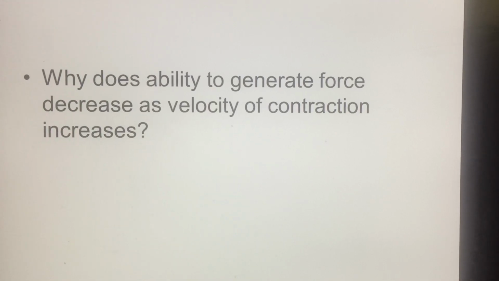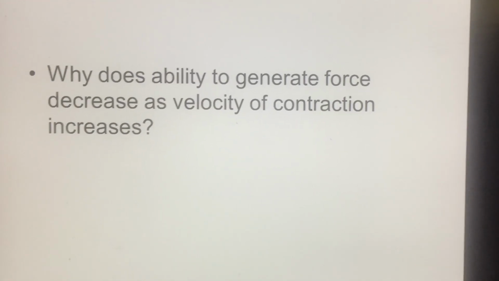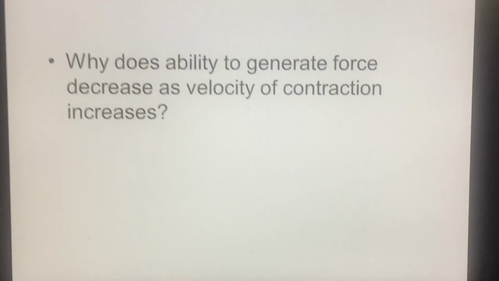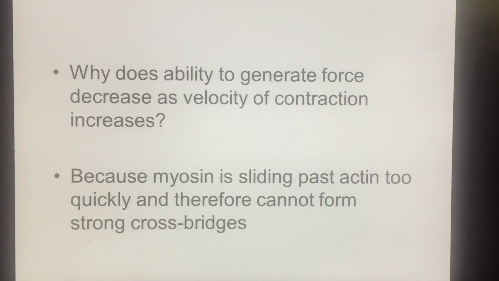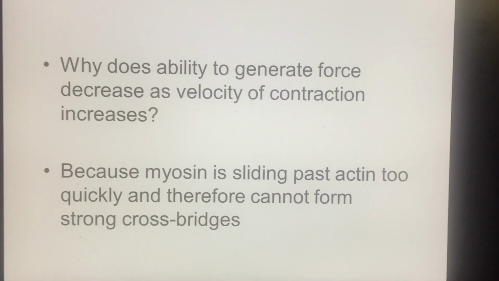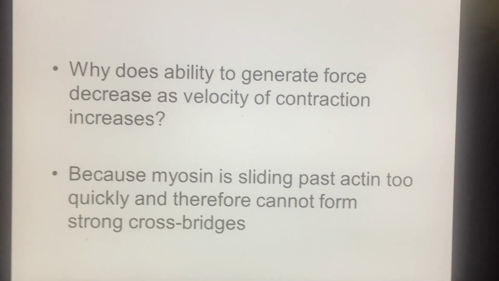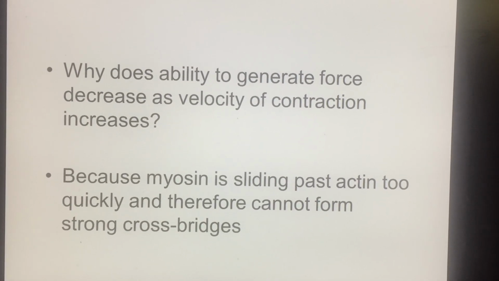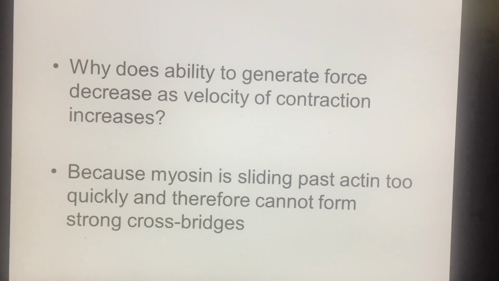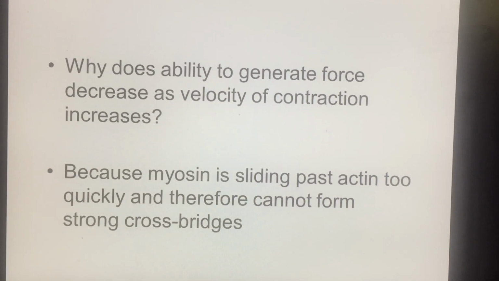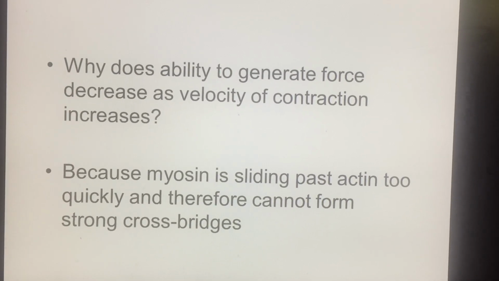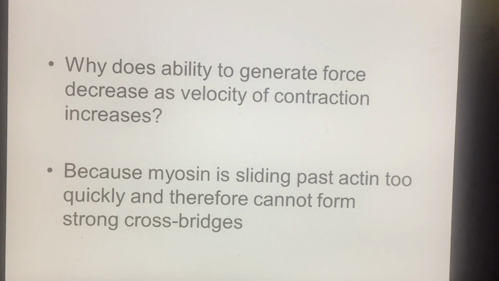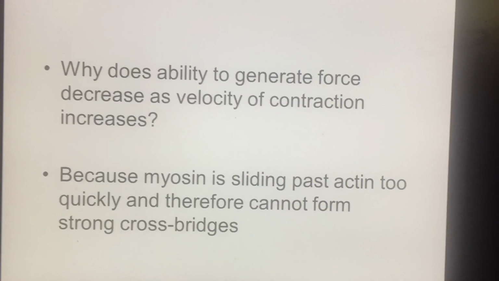So one question here is, why does ability to generate force decrease as velocity of contraction increases? I kind of gave a hint on my first slide, and that it has to do with actin and myosin interactions. So the bottom line is that myosin and actin are sliding too fast past each other to form strong cross bridges. So that is why your force decreases as your velocity increases. Again, with an isometric contraction at zero velocity, you've got very strong actin-myosin cross bridge formation because there's no longer that challenge of having that speed where the cross bridges cannot form efficiently.